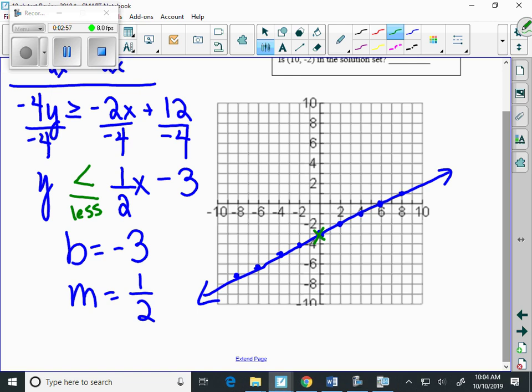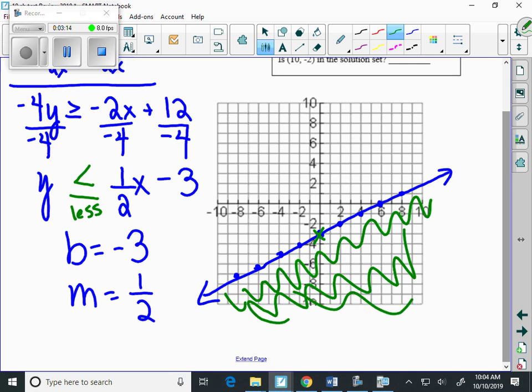So we need to look at this green X on this line, and where are the values less than it? Above that X or below that X? And since it's less, we're going to go below. You don't have to fancy shade. Just make sure that your teacher can see where you shaded.